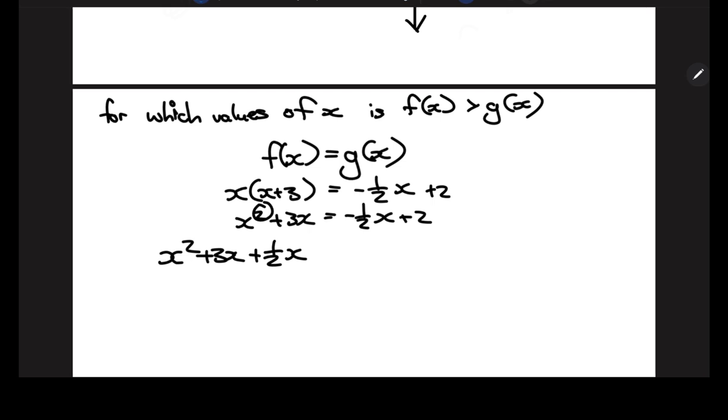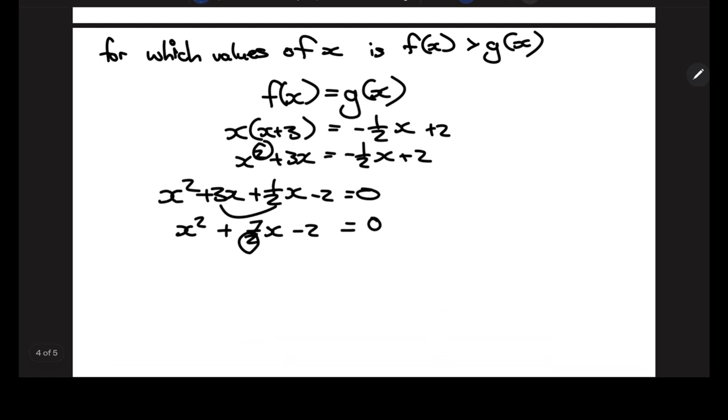Negative 2 comes across, equal to 0. I'm just going to add these two up, and I'm going to get x squared plus 7 over 2 x minus 2. Now usually I factor, but it's difficult to factor with a fraction, so I'll get an LCM. My LCM is 2.